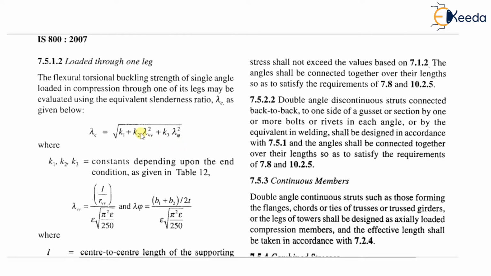Now, I'll tell you one thing. You have to find out the value of K1, K2 and K3, because you don't know them. Even lambda VV and lambda phi are not known. But for lambda VV, they have given you the formula. Here it is, lambda VV, and lambda phi is also given here. But what about K1, K2 and K3? They have given it in table number 12.